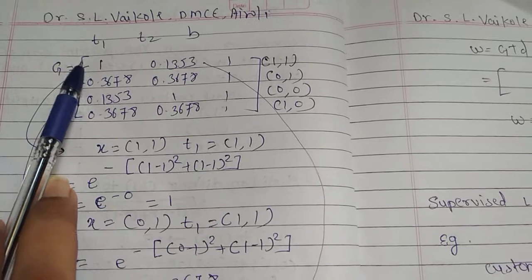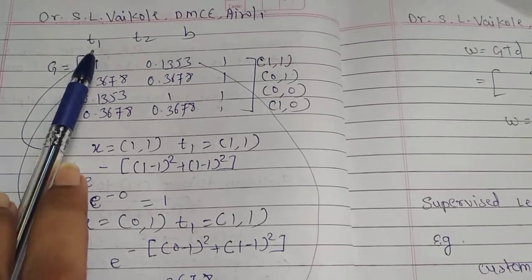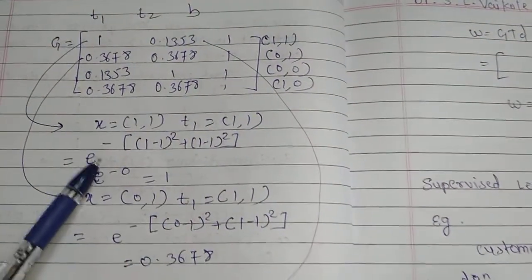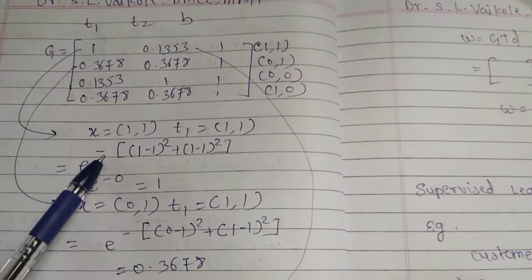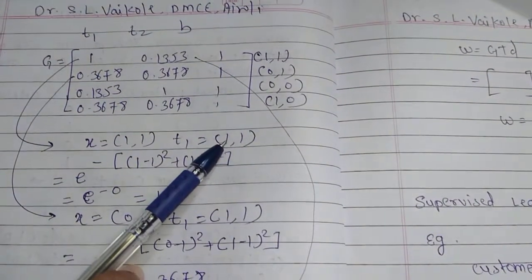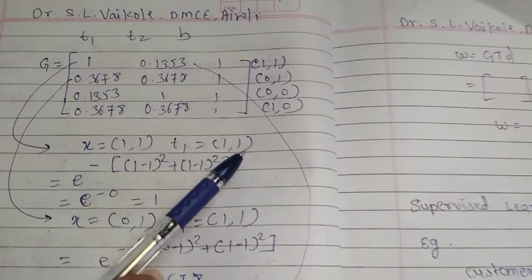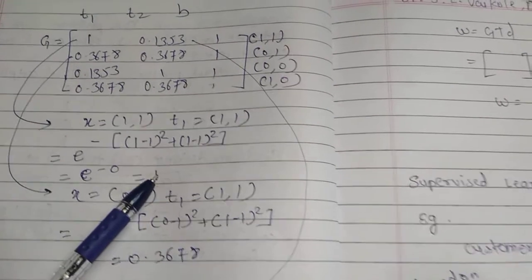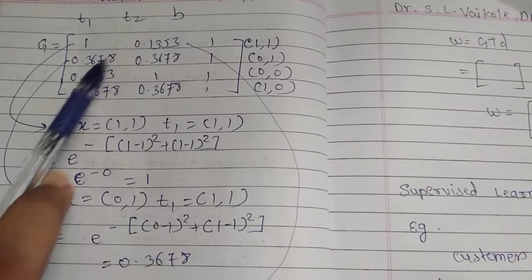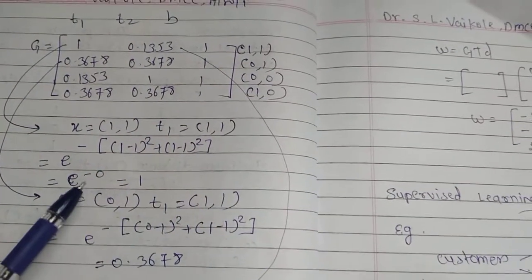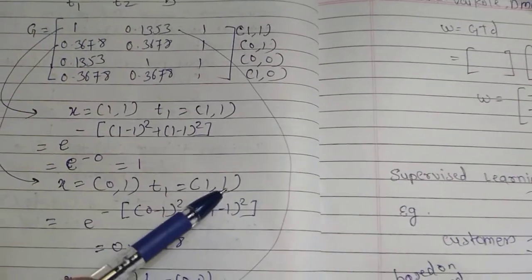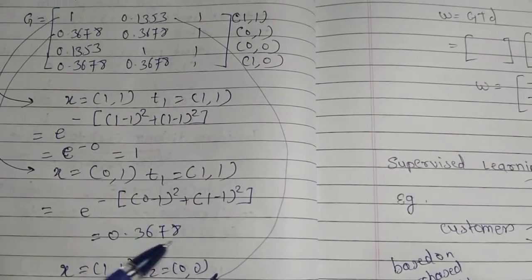So now for this value, the t1 is 1, 1 and x is 1, 1. So I have written it here. Then we calculate the value as e raised to minus of x minus t square. So this is written as e raised to minus of (1 minus 1) square plus (1 minus 1) square. So this is e raised to minus 0, that is equal to 1. Now for this value, t1 is 1, 1 and x is 0, 1. So this is e raised to minus of (0 minus 1) square plus (1 minus 1) square. This is equal to 0.3678.